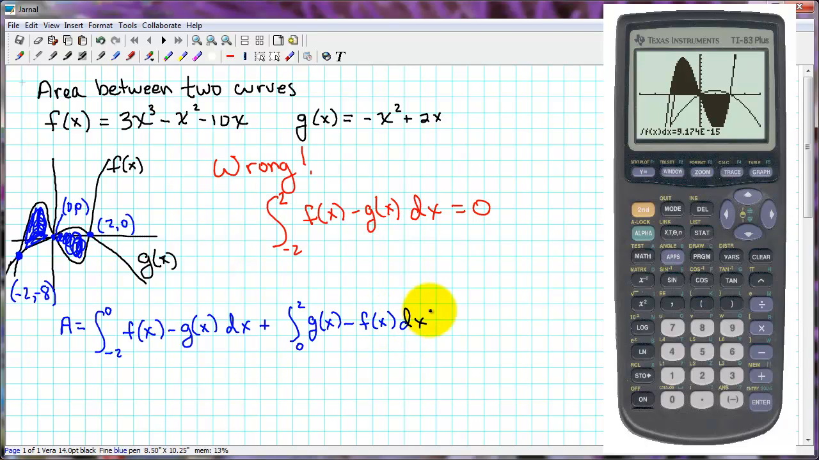Since it's easy to integrate on the graphing calculator an absolute value function, we can combine these two into a single integral from -2 to 2, and we just need to make sure we take the absolute value of the difference.